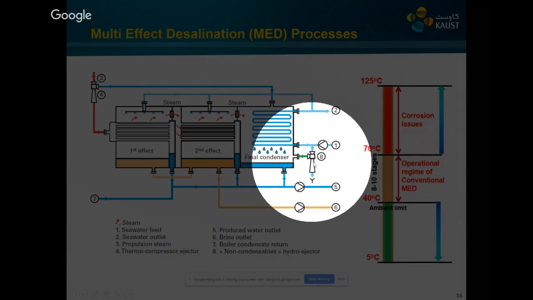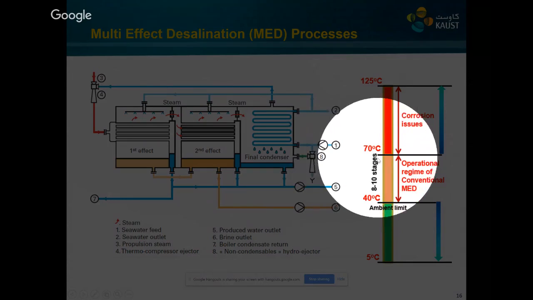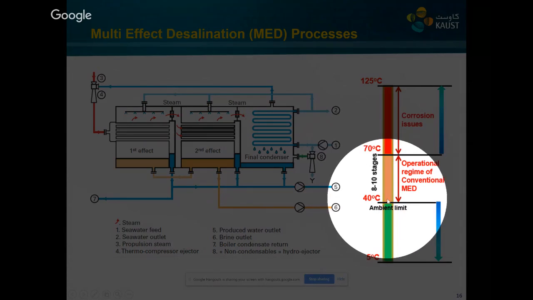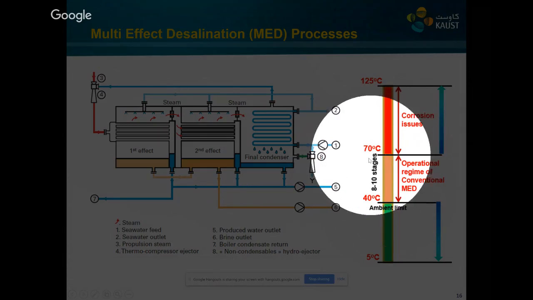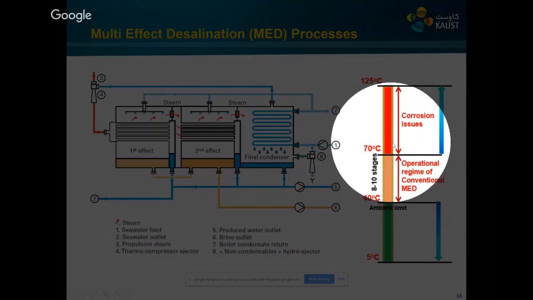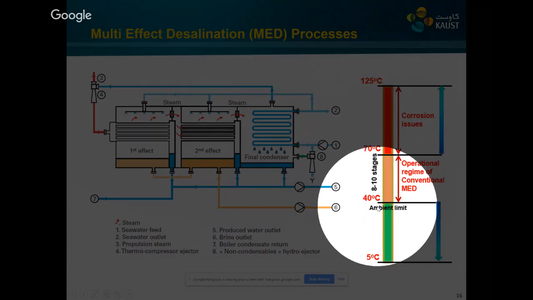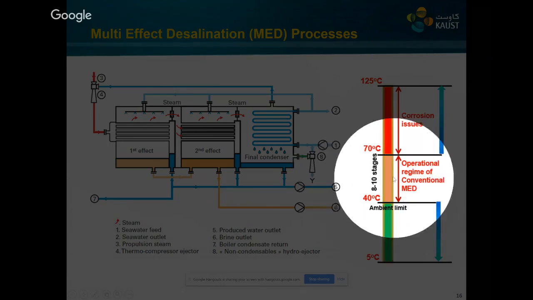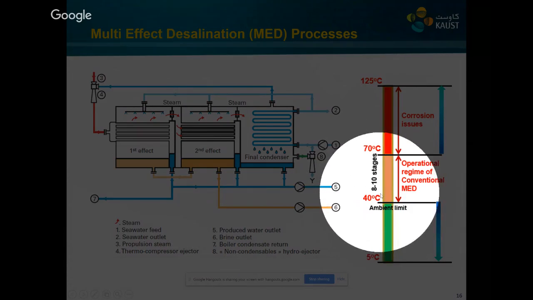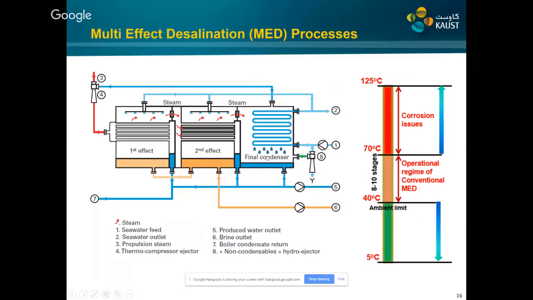In the conventional system, it operates from 70 to 40 degrees centigrade. It normally doesn't operate above 70 degrees, because it is controlled by the fouling and corrosion elements in the seawater, and it cannot go below 40 degrees centigrade because it is controlled by the ambient condition. Because of this limited operating range, there are a limited number of recoveries, from 8 to 10. That's why the performance of the conventional MED process is limited.